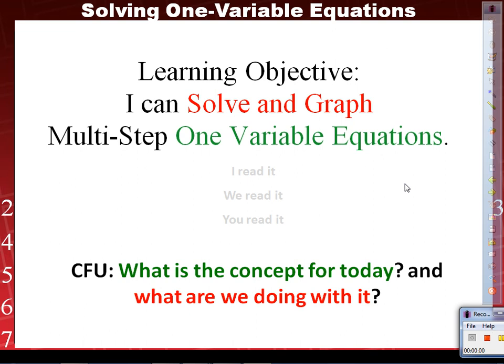All right, our objective for today: I can solve and graph multi-step one-variable equations. Read together. One, two, three. I can solve and graph multi-step one-variable equations.